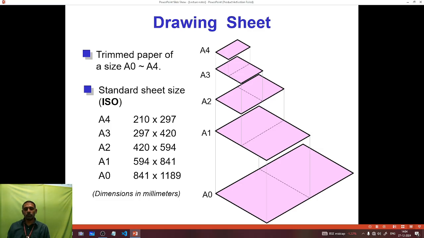The A3 sheet is 297 by 420 mm. These values are in mm, which means millimeters. For the A3 sheet, 297 mm breadth and 420 mm length. The A2 sheet is 420 mm width and 594 mm length. A1 is 594 by 841 mm. And finally, the A0 sheet is the largest one: 841 mm width and 1189 mm length.